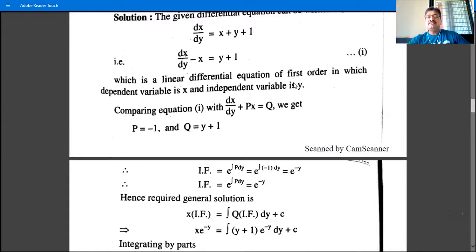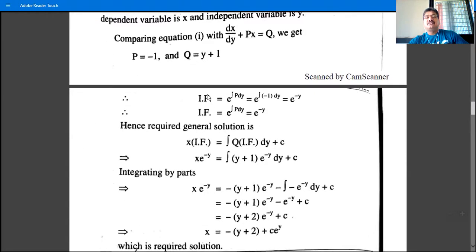plus 1, and this is a linear differential equation of the form dx by dy plus P(y) x is equal to Q(y). What is P(y)? P(y) is minus 1 and Q(y) is y plus 1. Integrating factor is e raised to integration P dy. That is e raised to integration minus 1 dy. That is e raised to minus y. Minus 1 integration is minus y with respect to y.